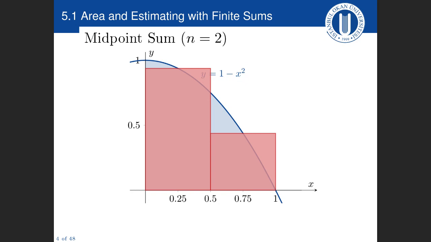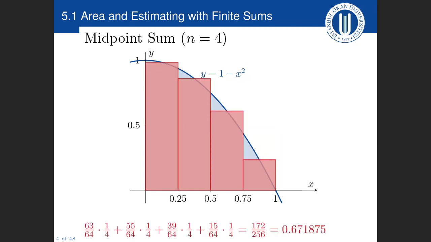So at the point a quarter, we can go up, calculate 1 minus a quarter squared, and that will give us the height of this rectangle. Or we could do the same thing with 4 rectangles, say. All of these rectangles have a width a quarter, and the heights, I'll leave for you to double check, are 63 over 64, 55 over 64, etc.